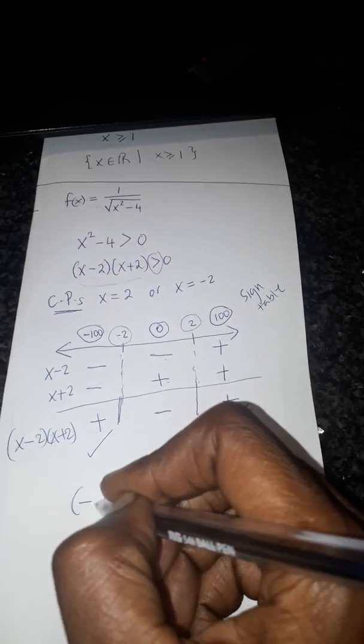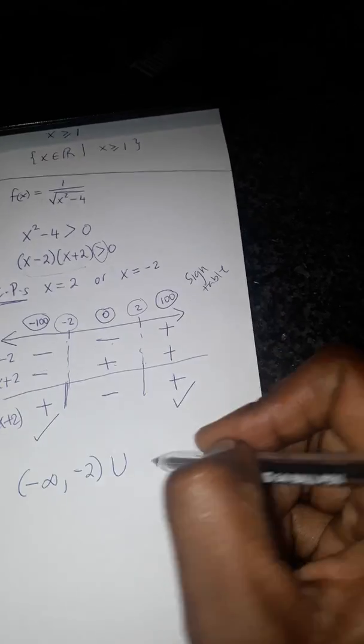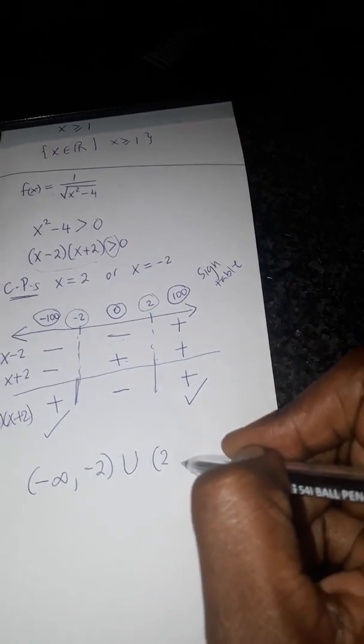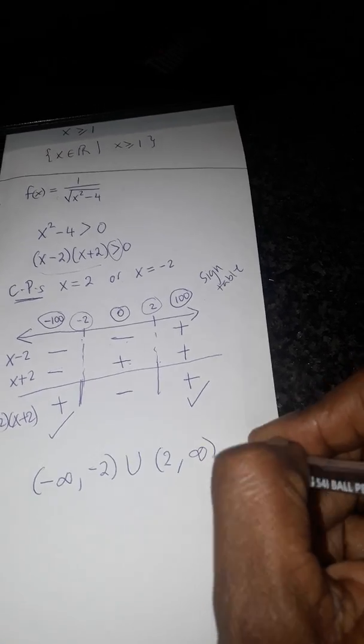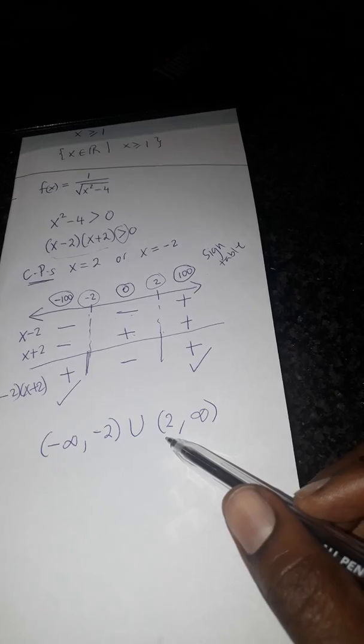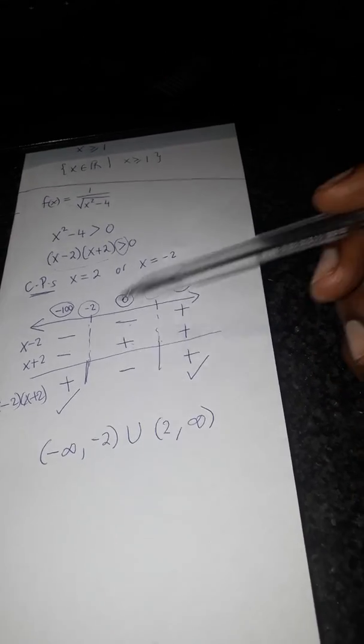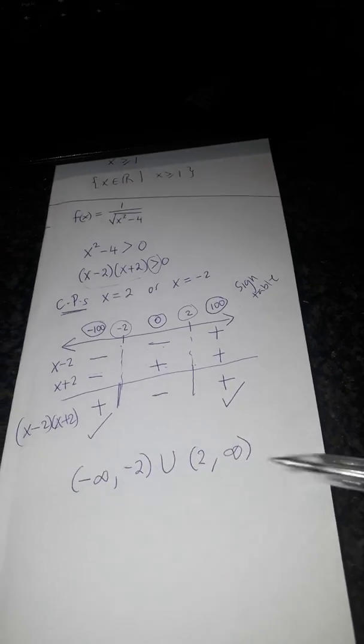It goes from minus infinity to minus 2, and then I combine it with the set from 2 to infinity. So the round bracket means minus 2 and 2 are not included. If I did want to include them, though I can't over here, I would use square brackets. So this is my domain.